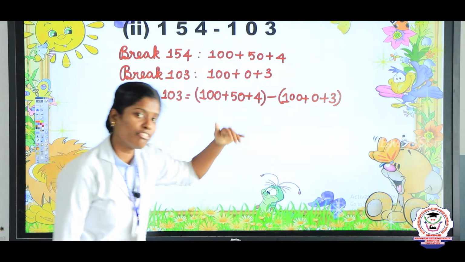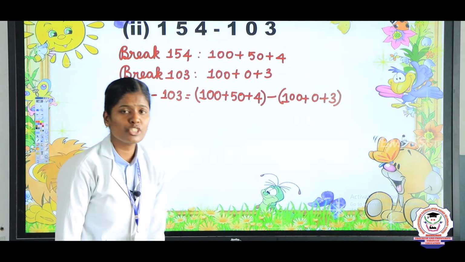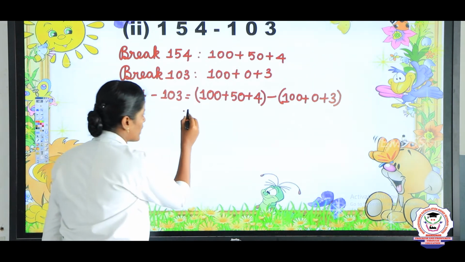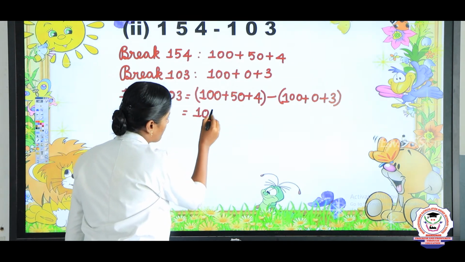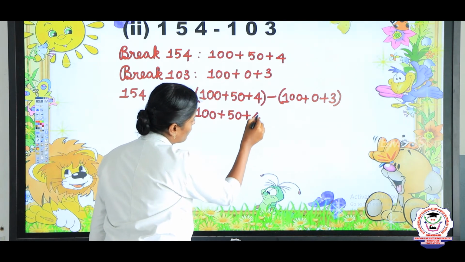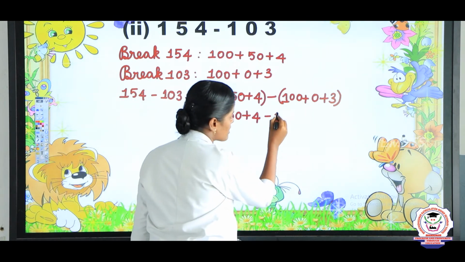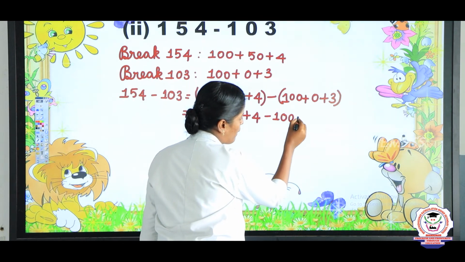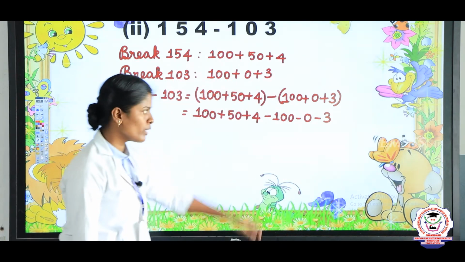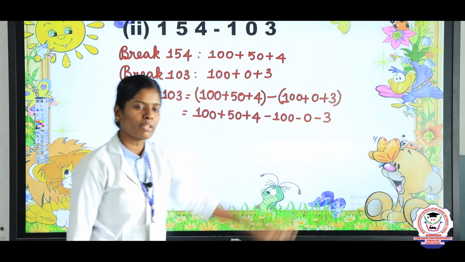Now we use the formula. Tell me Nasreen, what is the formula? Minus into plus? Very good. The answer is minus. So take 100 plus 50 plus 4. Now we will use the formula minus into plus. So minus into plus, the answer is minus 100 minus 0 minus 3. Right? Minus into plus is minus.